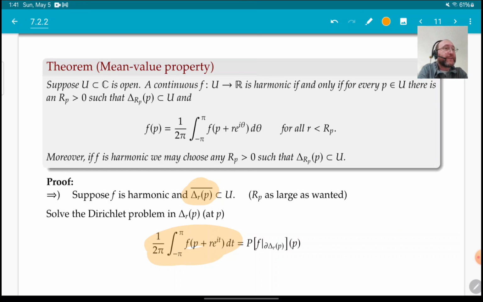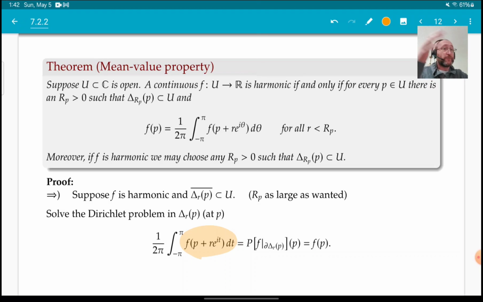So that means we get the average value of f on the circle. We plug it into the solution of the Dirichlet problem, and that's just f, because we're starting with a harmonic function, and the solution of the Dirichlet problem is unique. So if we're looking at the value of the function on the circle, that gives you a unique function inside the disk.